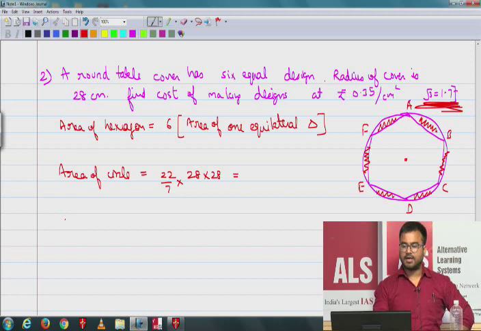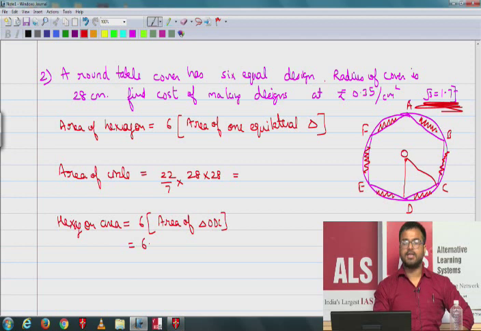Then since this is a hexagon and it is made up of 6 equilateral triangles, let's say this is ODC, this is one equilateral triangle. So hexagon area is equal to 6 times area of triangle ODC, and area of an equilateral triangle is given by root 3/4 a square. A means the side squared. Side is again 28. So calculate these two things.